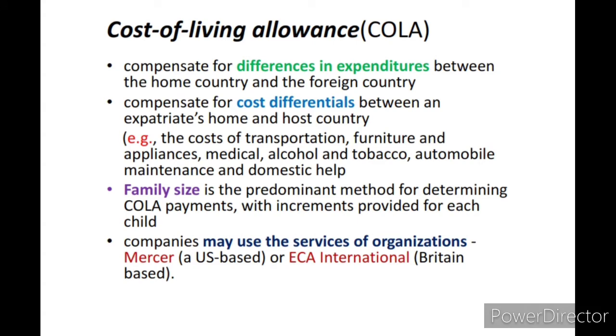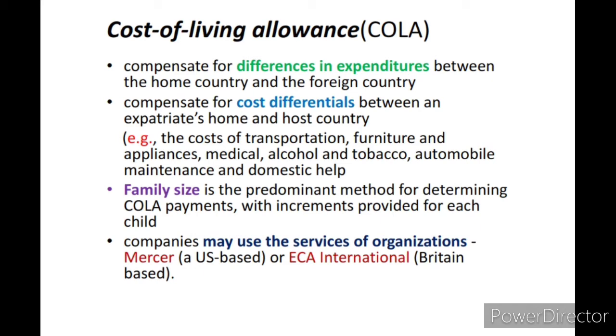Cost of living allowance. It compensates for differences in expenditures between the home country and the foreign country. Similarly, it compensates for cost differentials between the expatriate's home country and host country. For example, the cost differences for transportation between home country and host country will be paid. Similarly, furniture, home appliances, medical, alcohol, tobacco, automobile maintenance, domestic help. Similarly, other services also will be paid in the same manner.